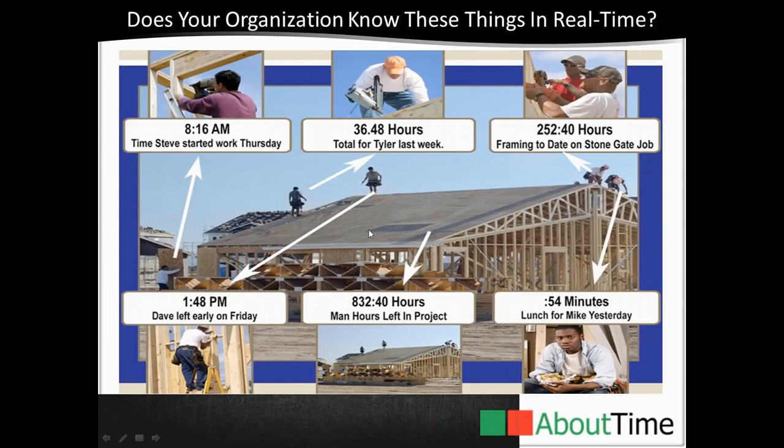So the question that I would ask is, does your organization know this kind of information about your crews and specific employees, or lunches, or how many hours are remaining on a daily basis? With a tool and a system like AboutTime provides, you can have this information right in front of you anytime you want it.